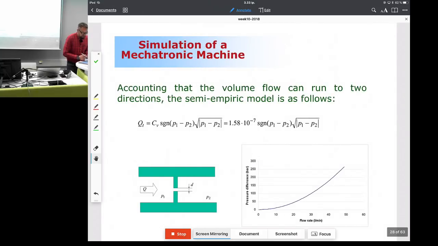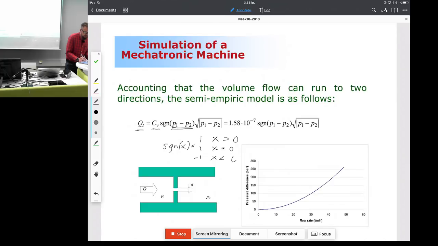So the final model is this. I have the flow rate here, and then the semi-empirical parameter, and then I have something called sign. The sign is a function that provides either 1 or minus 1, depending on what's inside the parentheses. So if I have x here, it gives me 1 if x is bigger than 0, I think also 1 if it is equal to 0, and minus 1 if it is smaller than 0. That's what the sign is about.